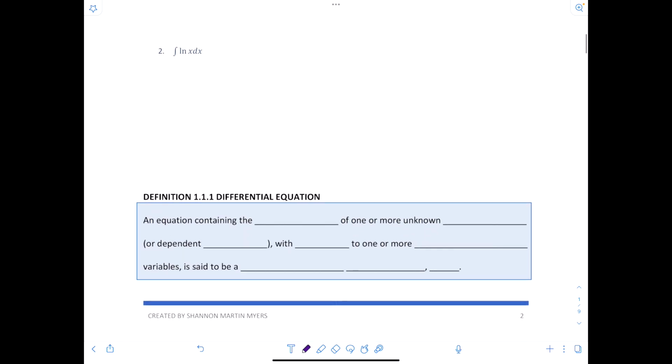Let's go ahead and look at the integral of natural log of x dx. Here, hopefully you realized with a little bit of playing around that we need to use integration by parts. So if we let u equal natural log of x, du will equal dx over x. dv is just dx, and if I integrate both sides, we just get v is equal to x.